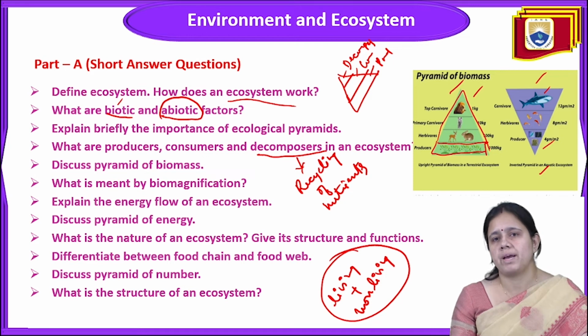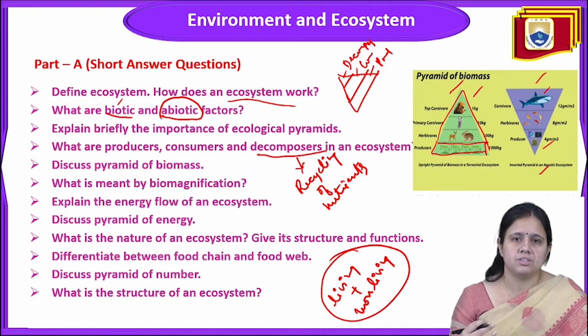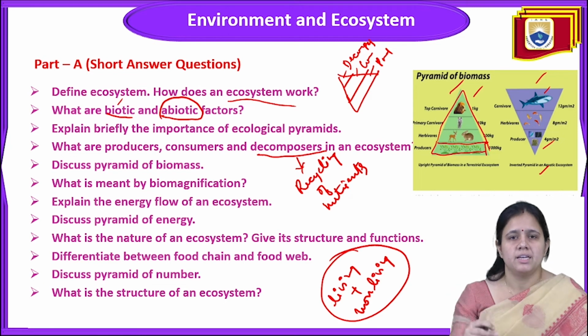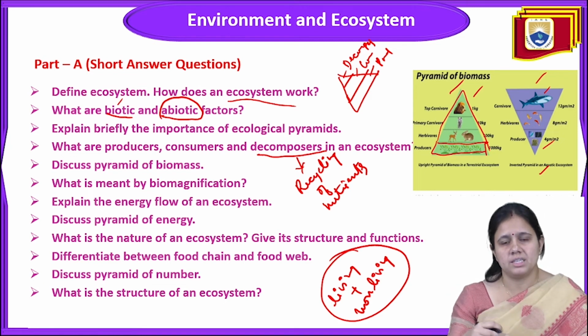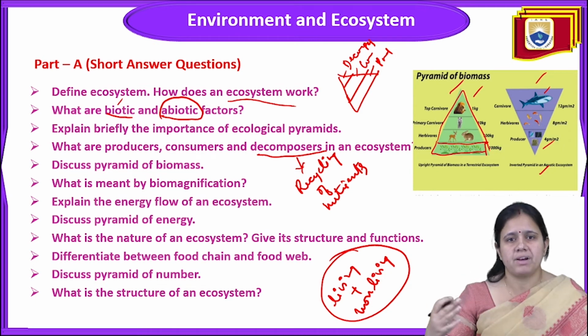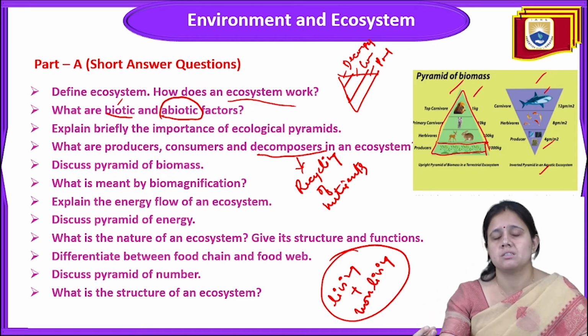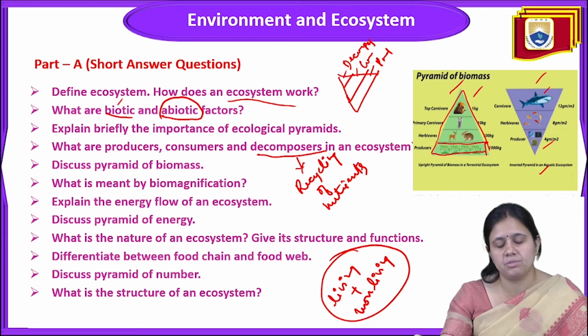Next is the term biomagnification. What is meant by biomagnification? Biomagnification is the term related to magnification, the transfer of any chemical present in a trophic level from a lower trophic level to a higher trophic level, where it will be magnified. The concentration will increase from the lower trophic level to the higher trophic level. That's why the word is biomagnification. Magnification, or increase in the uptake of any chemical from a lower trophic level to a higher trophic level, is what is meant by biomagnification.